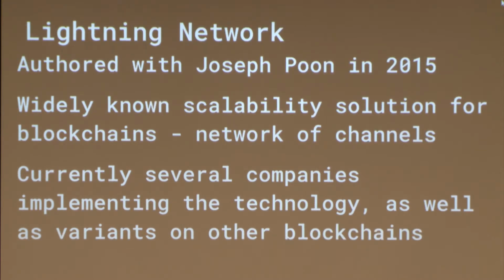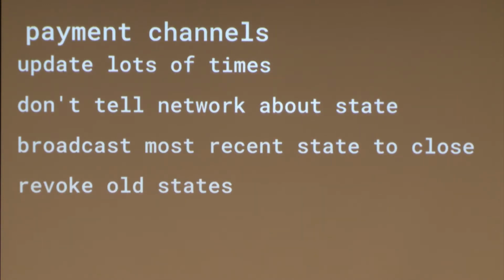So recap for Lightning Network, I authored this several years ago now, and it seems people are using it, people are developing on it, which is cool. There's several companies looking at this technology, different variants on other blockchains. And the general idea is this network of payment channels. And a payment channel has a couple properties. The idea is you're creating some type of output or some type of account, whatever it is on your network, and that's sort of globally broadcast. And then once you've created that, you can update it a lot of times. So you don't tell the network about every state change. You only tell the network about the initial setup state and the final outcome.